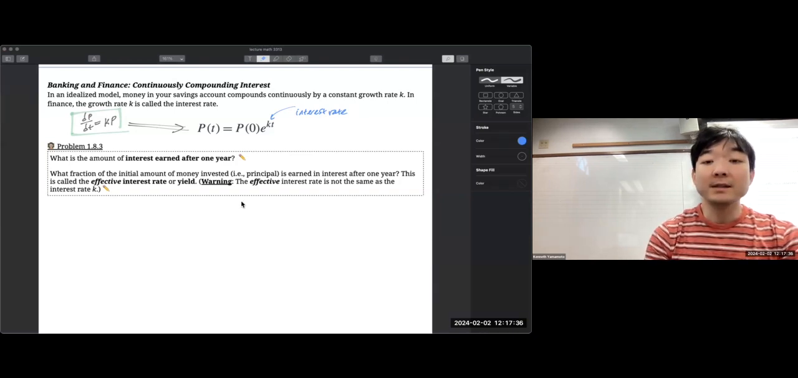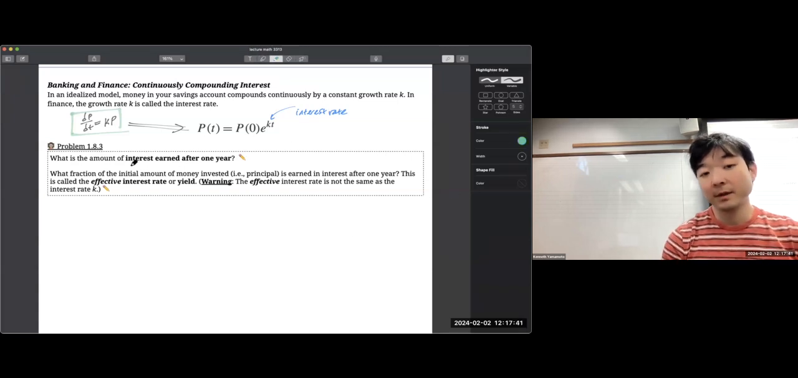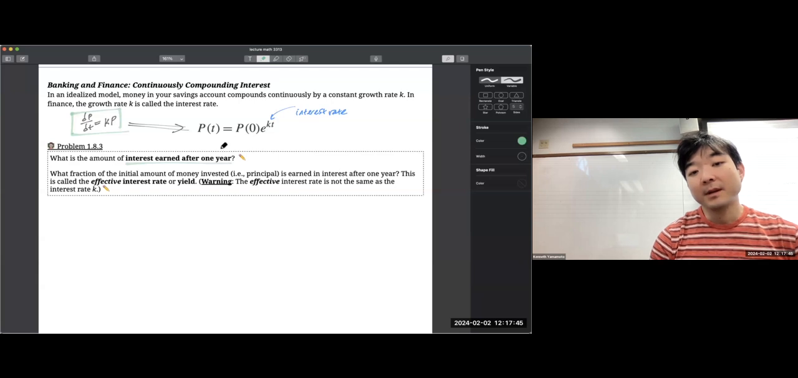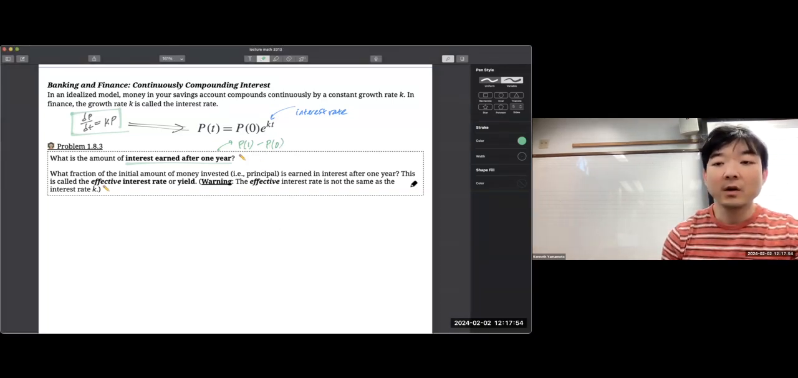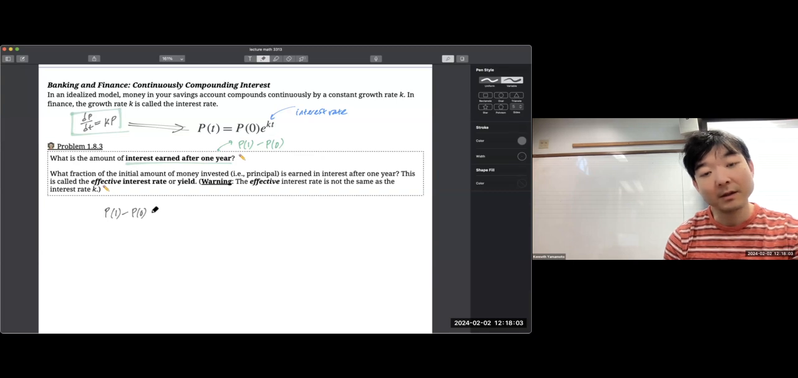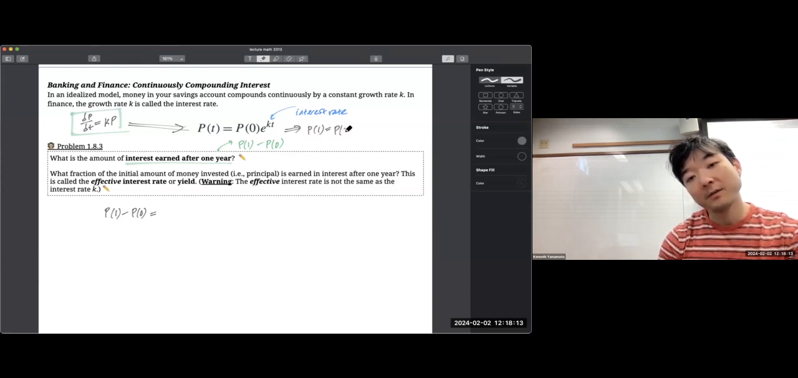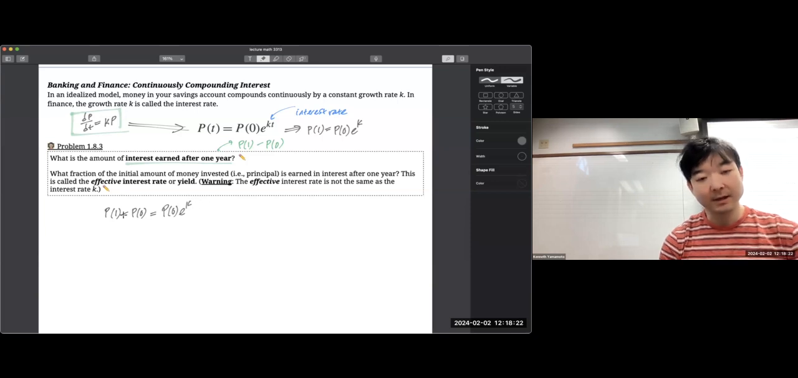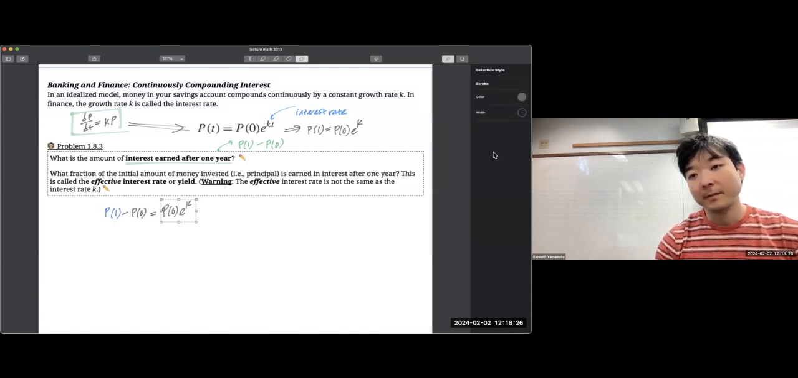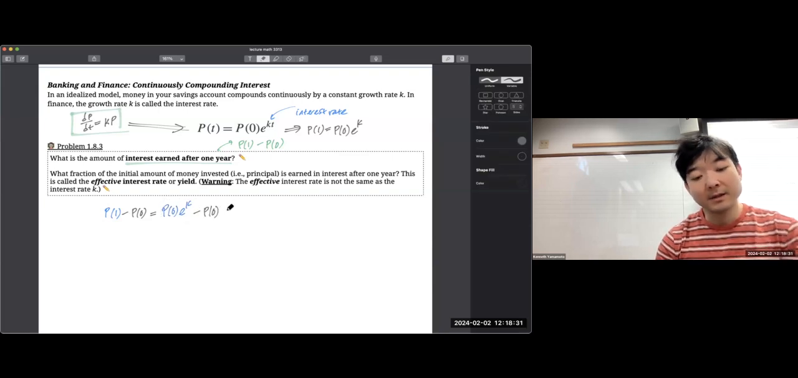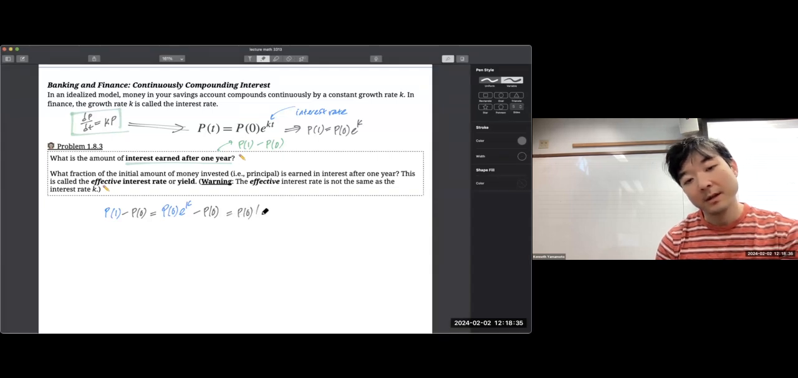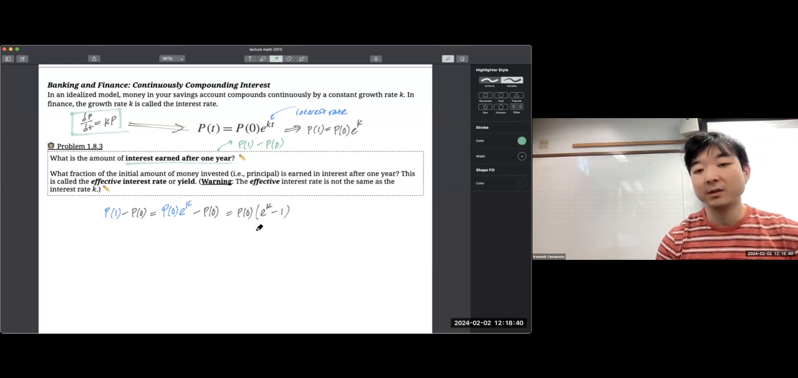And so you might ask, given this model, what is the interest earned after 1 year? What does that mean? That's like saying, how much money did you have after 1 year minus how much money did you have at the beginning? So you could just say that you are interested in computing this, P of 1 minus P naught. And P of 1 using this model would equal P of 0 times e to the k times 1, which you don't have to write. So this will be P of 0 times e to the k. This is exactly what this term is, minus what you had initially. And you could factor out the P of 0 and just have P of 0 times (e to the k minus 1).